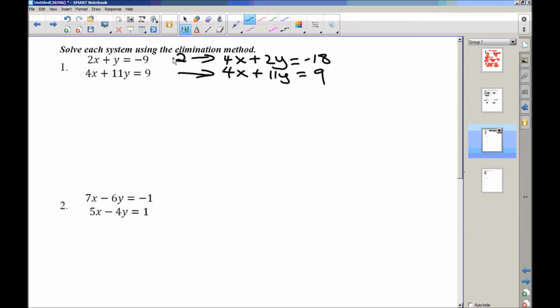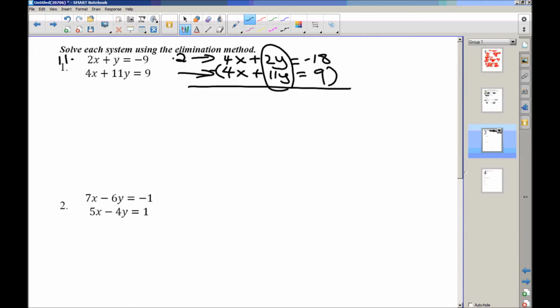I could have also done this. I could have times the top one by 11. And that would have made 22x plus 11y, and the 11y's would match up right here. I could also have just times the top one by 4 and the bottom one by 2, and that would have worked. So now that I have this, the x's are the same, so I'll solve this with subtraction.